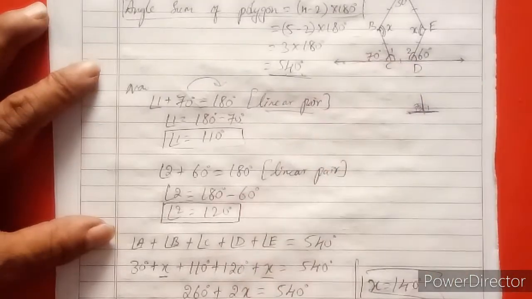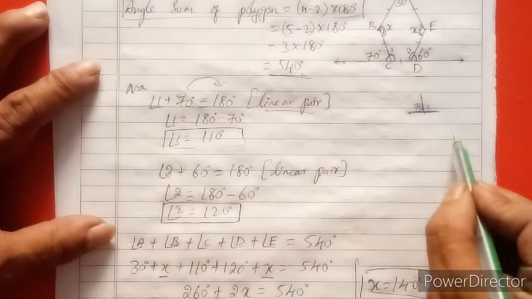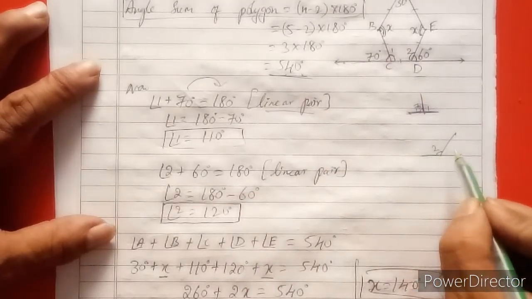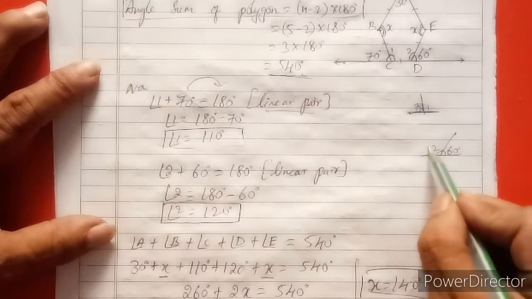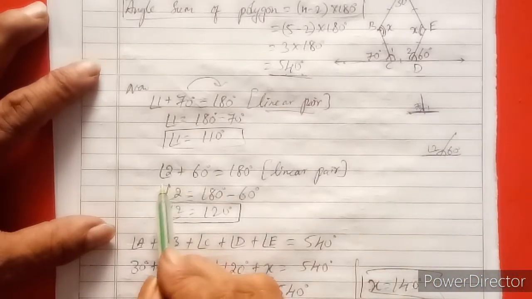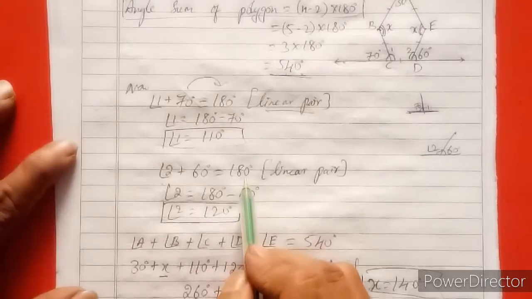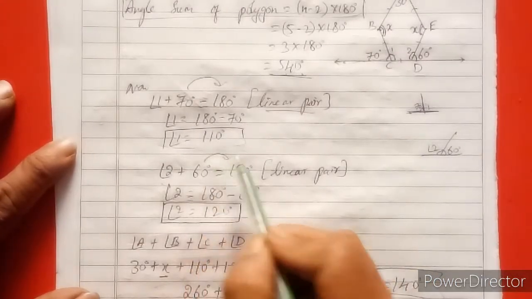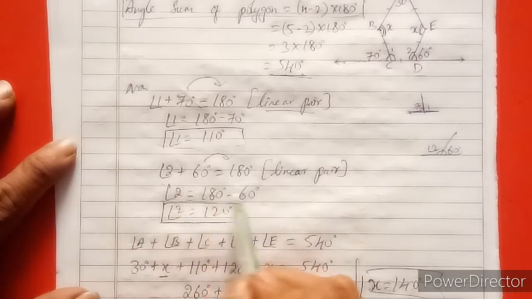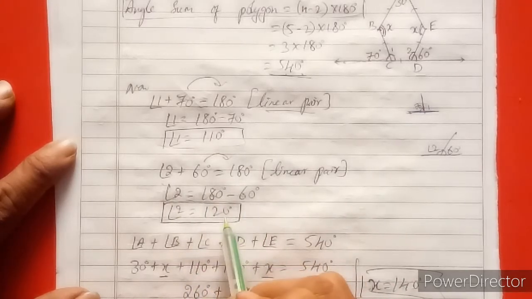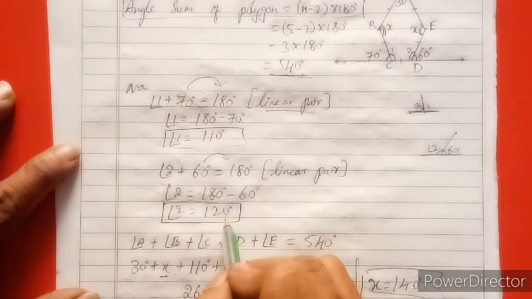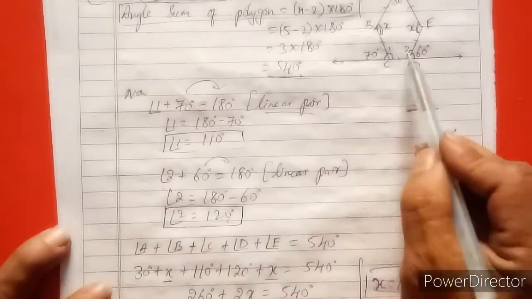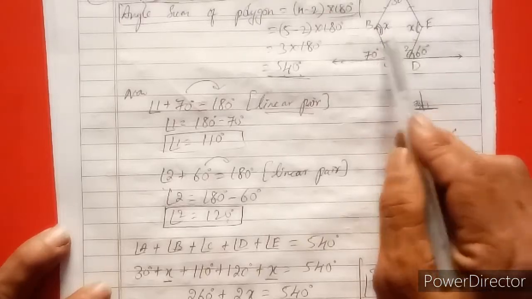Similarly, I take this side: this is angle 2 and this is 60 degrees. Angle 2 plus 60 degrees equals 180 degrees, which is also a linear pair. If I transpose the 60, angle 2 equals 180 minus 60, so angle 2 is 120 degrees. So we got this angle and this angle, but we need to find the value of X.